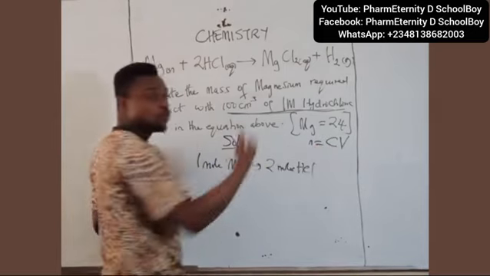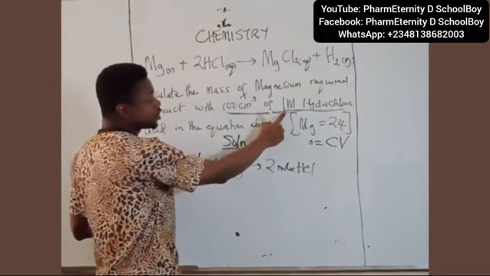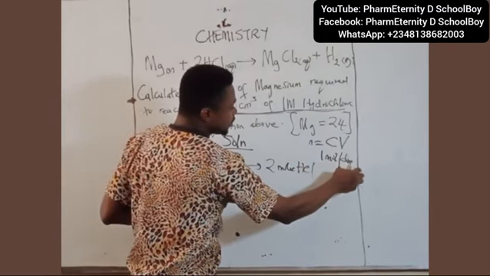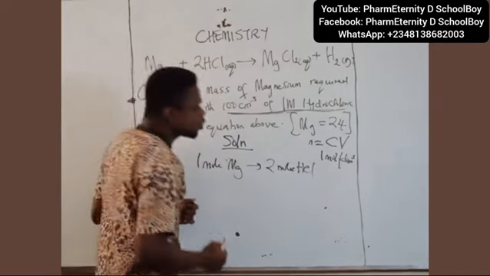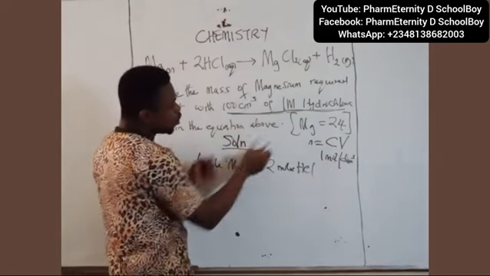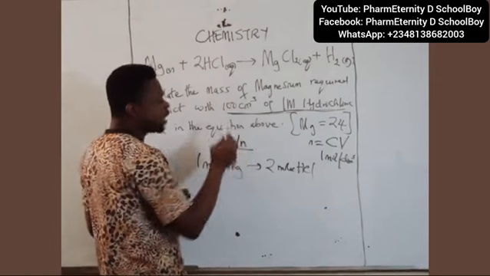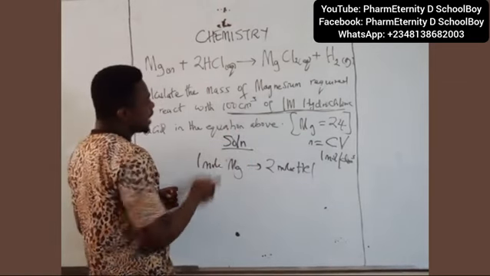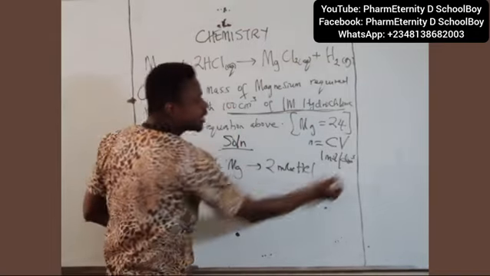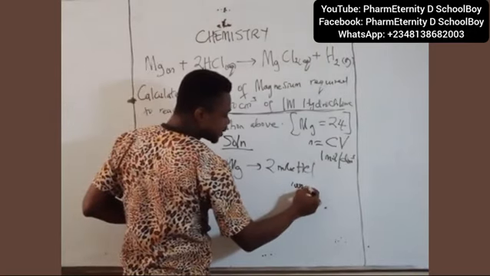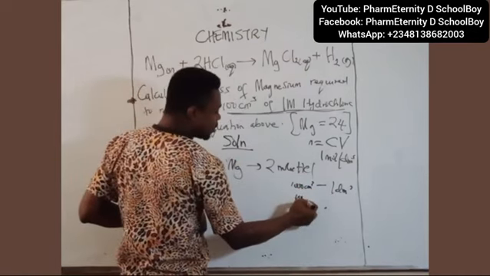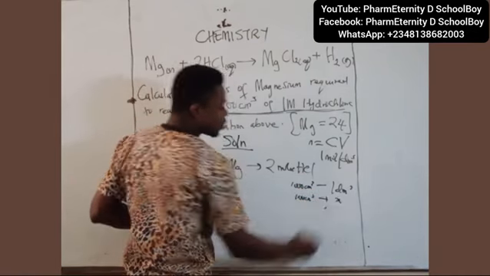This concentration is mole per dm³. This 1 molar solution is the same as saying 1 mole per dm³. So if that is the case, we'll now use this concentration and this volume to get the number of moles of hydrochloric acid. But the volume is in cm³. We need to convert this to dm³. So you can cancel out this dm³. 1000 cm³ will give 1 dm³. Then that implies that 100 cm³ will give what dm³?